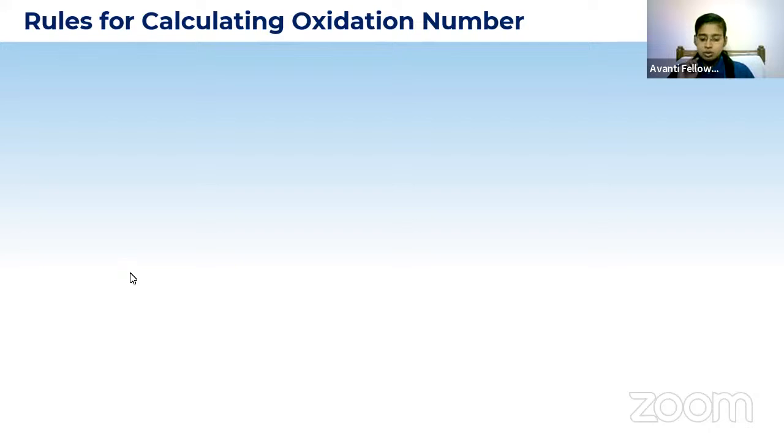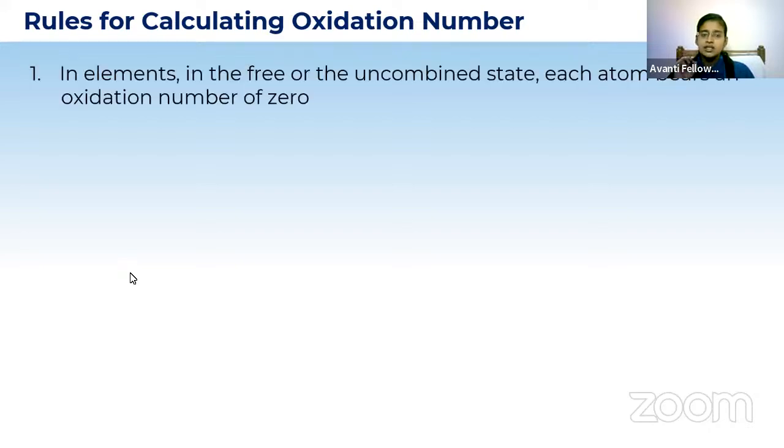Okay. Now coming to rule number 1. In elements, in the free state or in the uncombined state, each atom bears an oxidation number of 0. So what does this rule say? Elements in the free state or elements in the uncombined state have an oxidation number of 0. For example, H2. This is an example for an element. Element means the bonded atoms will be the same. Okay. So both of them are hydrogen here in case of the H2 molecule.